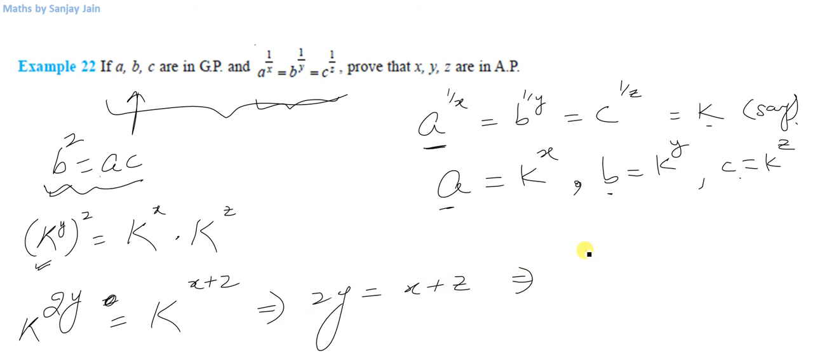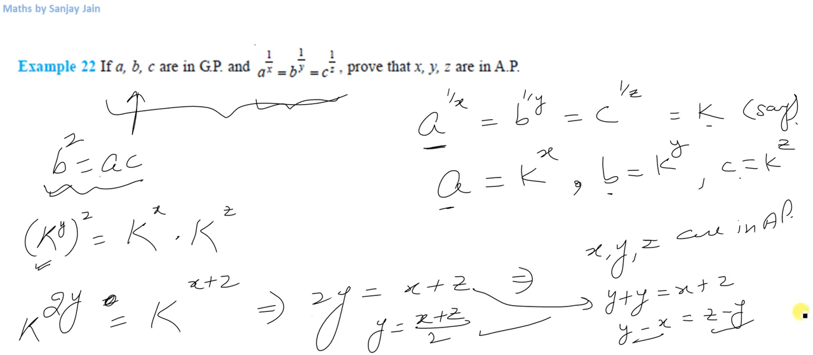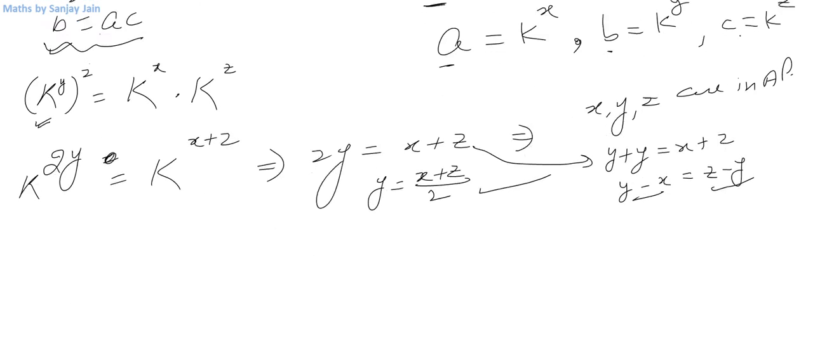Hence I can say X, Y, Z are in AP. Because if you are able to show that 2Y is equal to X plus Z, I can say that these terms are in AP. Or you can also say Y is equal to (X plus Z) by 2. And there is another way of saying this. You can say Y plus Y is equal to X plus Z, and Y minus X is equal to Z minus Y. This is also another way of saying the same thing. So I hope you know that X, Y, Z are in AP.